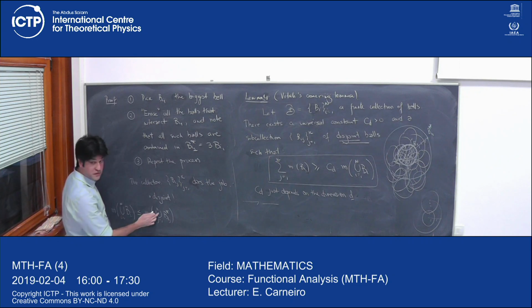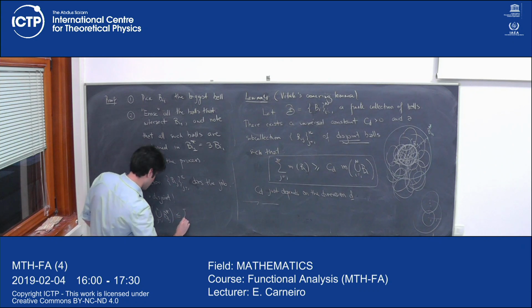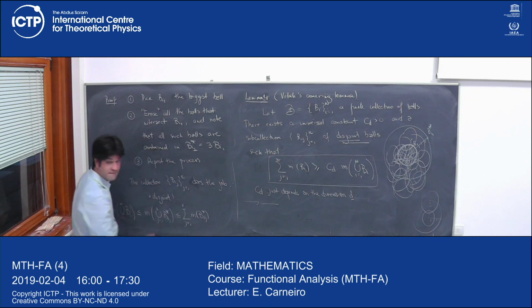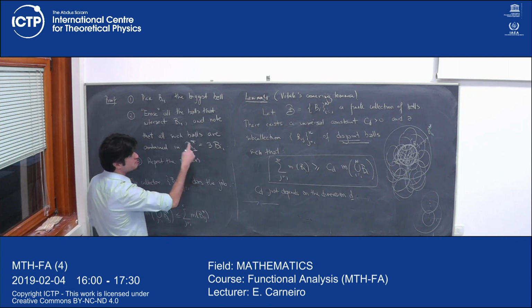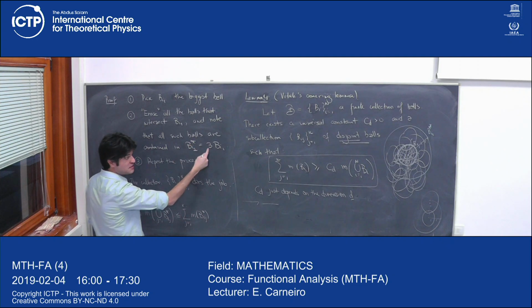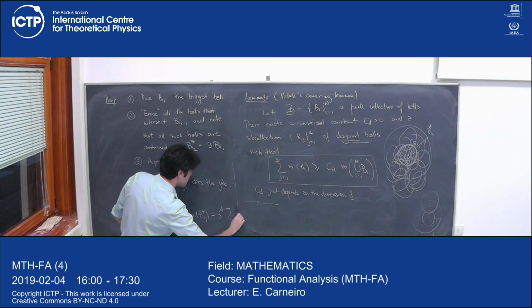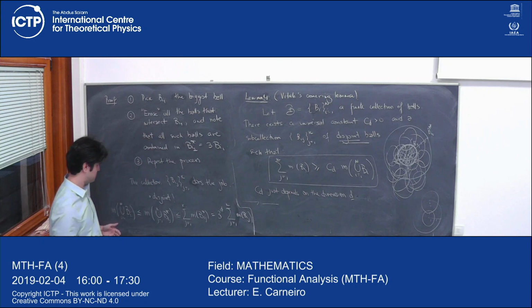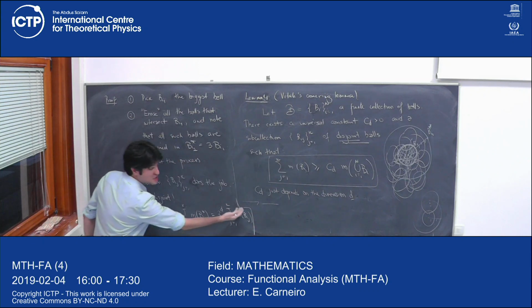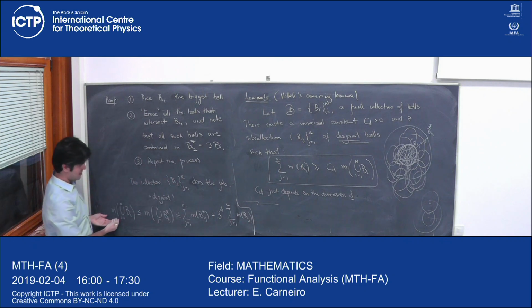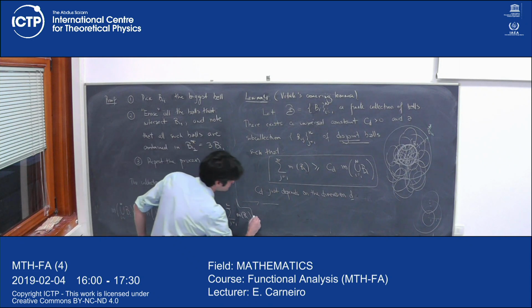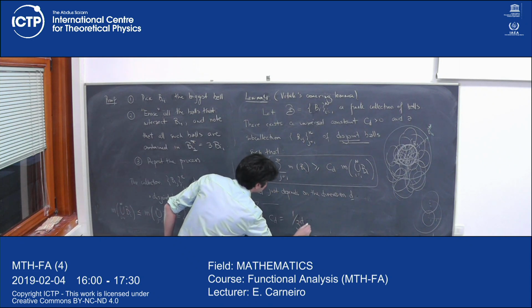Now, the measure of the union is certainly less than or equal to the sum of the measures, because these green balls may have intersections, there's no problem. And then the measure of each green ball, each B_ij star, being 3 times the radius of this ball, is just 3 to the d times the measure of B_ij. The sum of the measures of B_ij, disjoint balls, wins against the total measure by a constant, which is 1 over 3 to the d.